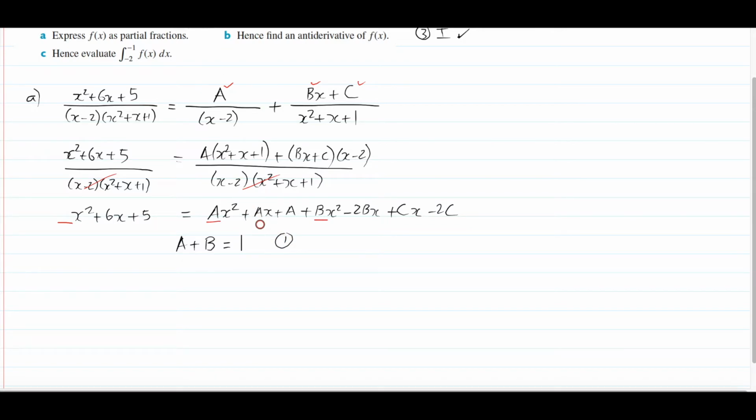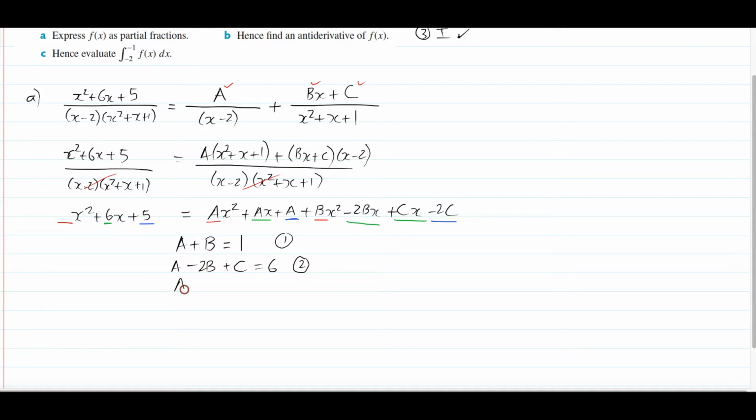And then keep looking. We have Ax minus 2Bx plus Cx. So all of them have x as your variable. And then over here, the one that has x as the variable is the number 6. So you equate the coefficient once again. So we take A minus 2B, right here, A minus 2B, and then plus C, and that is equal to 6, equation number 2. And the last coefficient that we're going to equate, this one right here, A and minus 2C, that is equal to 5.